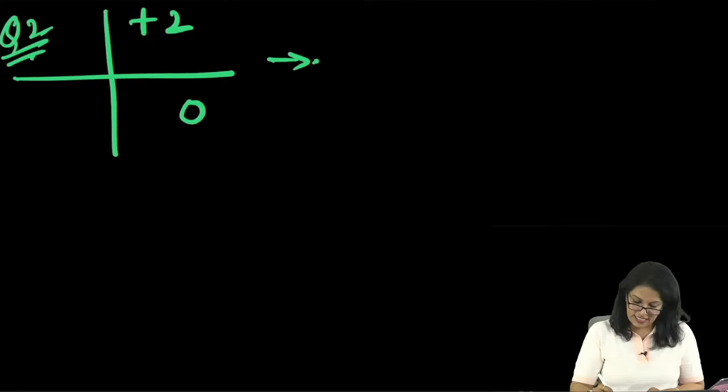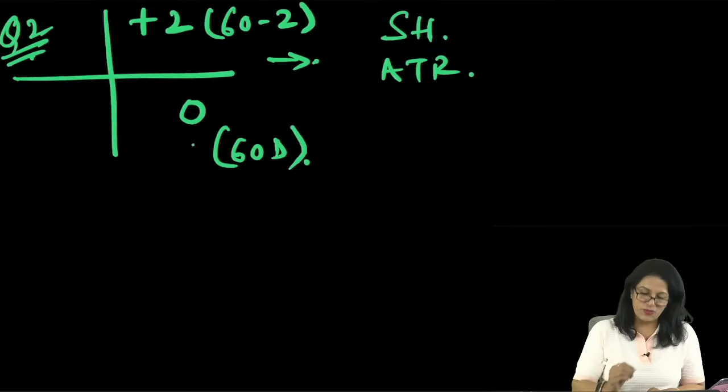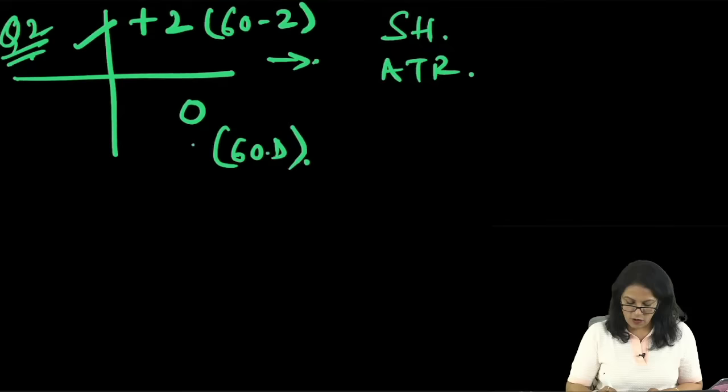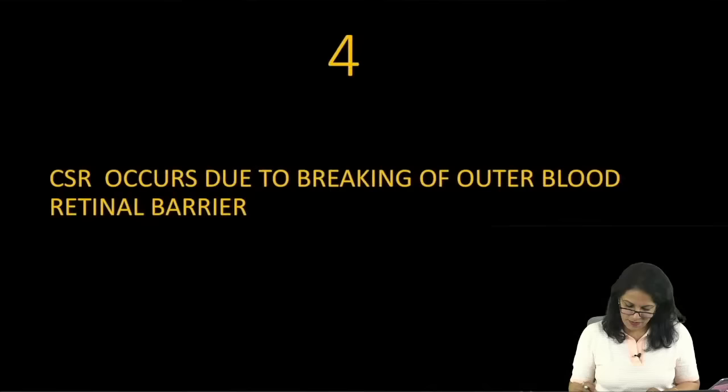This is simple hypermetropic against the rule. Why against the rule? Zero means 60 diopters power, but plus 2 means 60 minus 2. You all know hypermetropia means less power. Therefore, this becomes lesser, this horizontal becomes more, so it becomes against the rule. Simple, you know? It's very easy. Okay, we come to the next one.